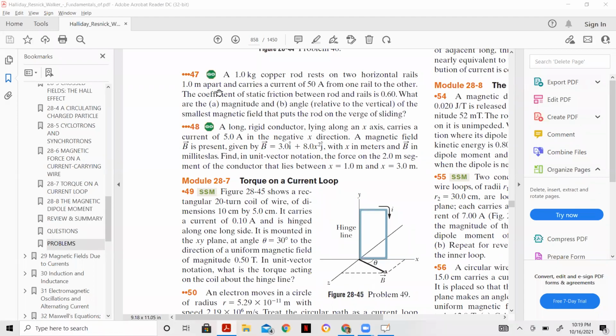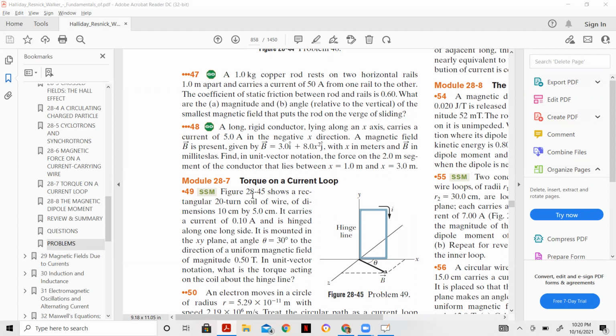Hello, everyone. So here is a chapter 28 from 10th edition Resnick Halliday. It is section 7, torque on a current loop in chapter 28. So it's question number 49.